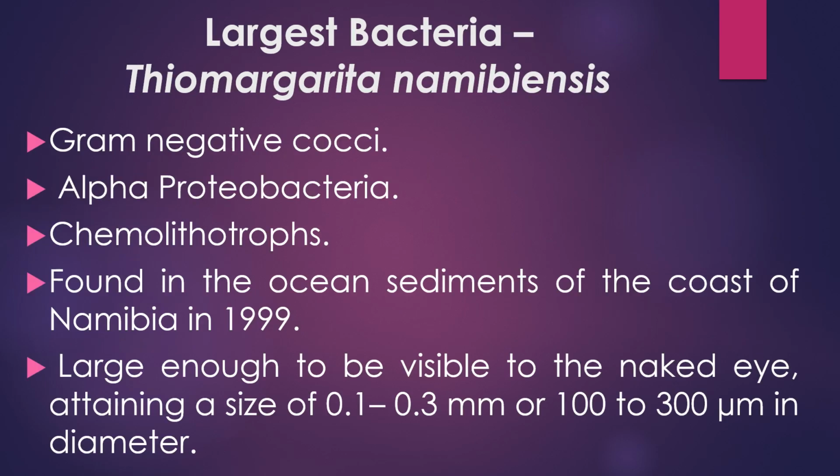Next, regarding the largest bacteria, Thiomargarita namibiensis is regarded as the largest bacteria, and it is gram-negative cocci. It belongs to the alphaproteobacteria category, and the mode of nutrition is chemolithotrophic in nature. That is the chemotroph and lithotroph combination nutrition is the type of nutrition present in Thiomargarita namibiensis. And the species was found in the ocean sediments of the coast of Namibia in the year 1999. So these bacterial species are named as Thiomargarita namibiensis.